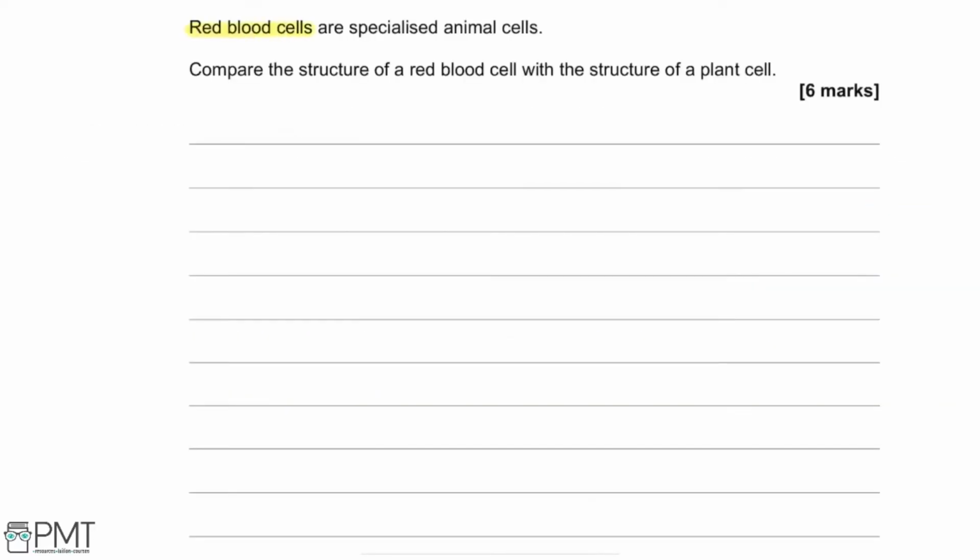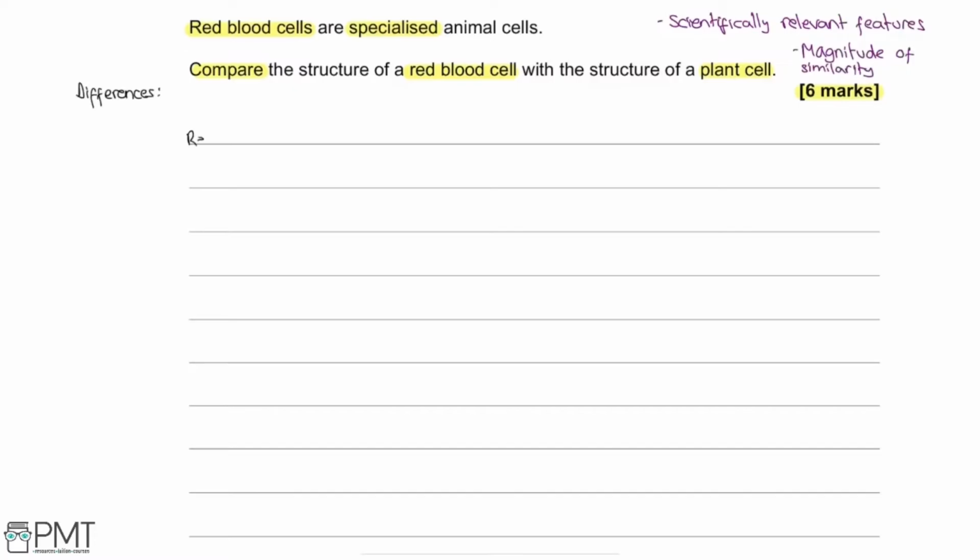Red blood cells are specialised animal cells. Compare the structure of a red blood cell with the structure of a plant cell, and this question is worth 6 marks. To get full marks on this question, it's not just about listing out 6 points. You need to name the scientifically relevant features, and you also have to show in your answer the magnitude of similarity.